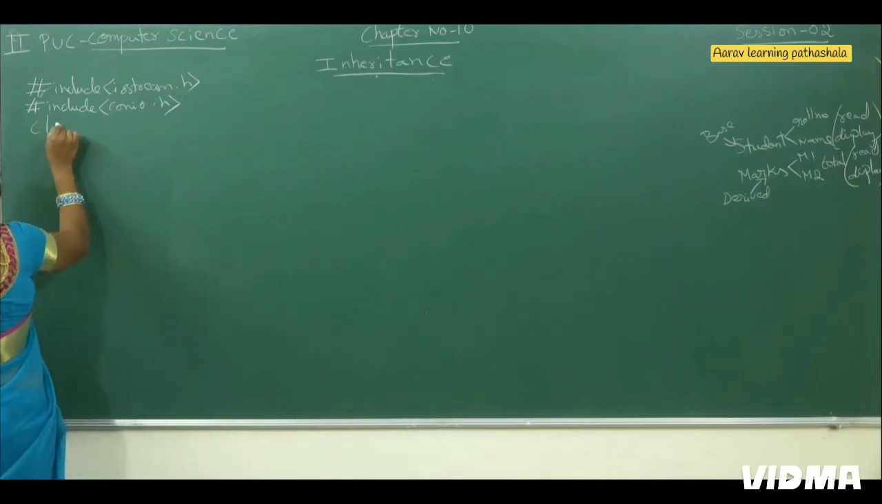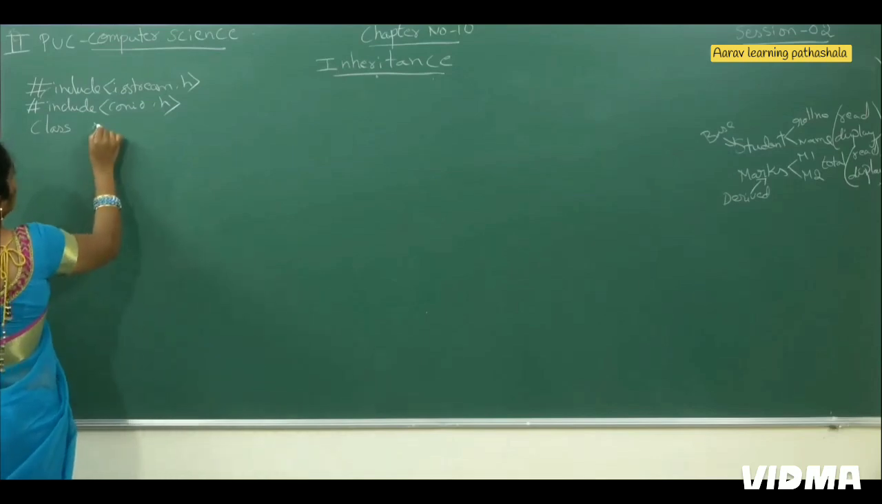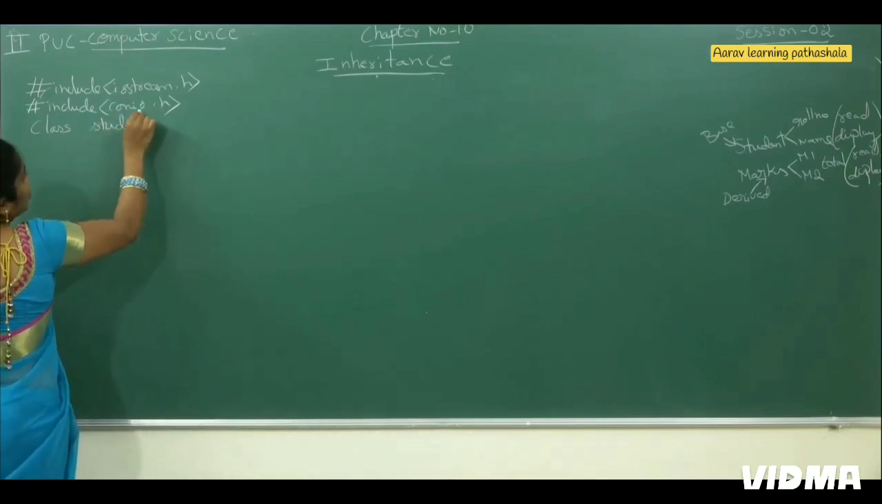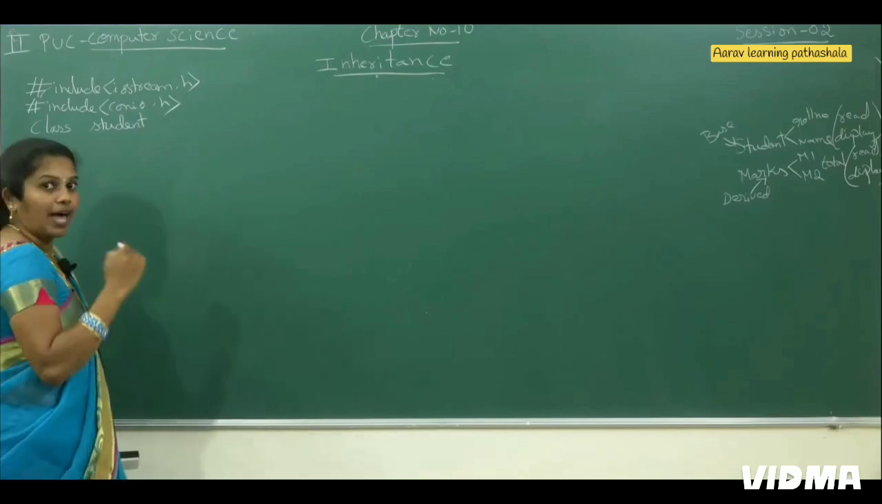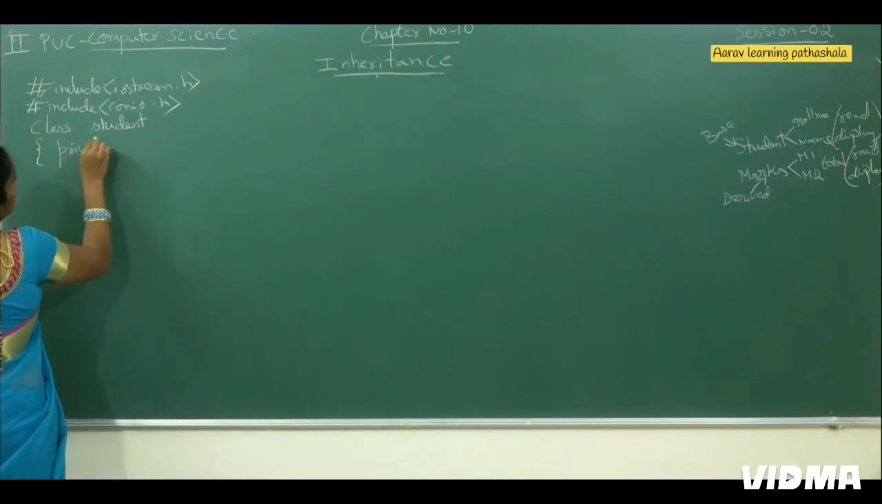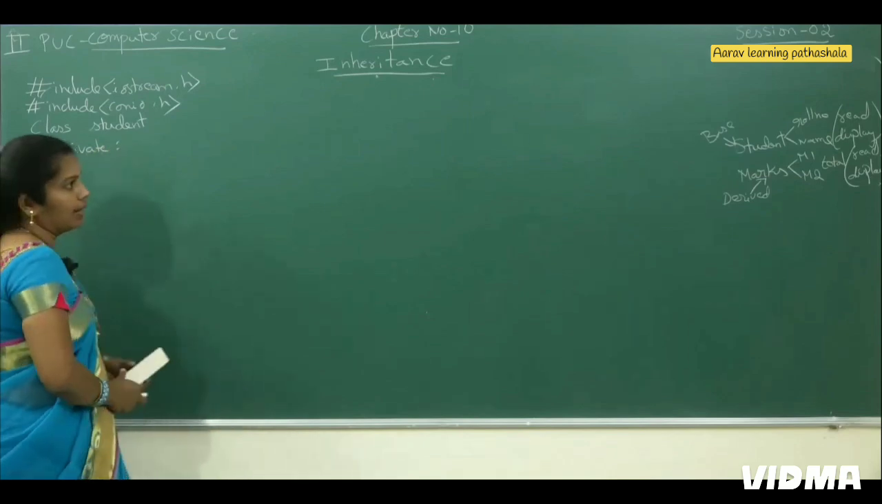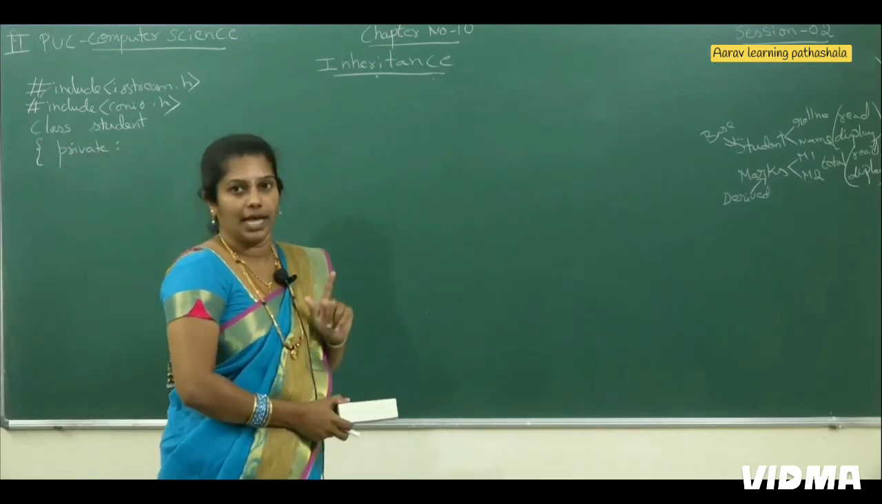First start with the keyword class. The base class name I am going to write as student. Student is the base class. On this, in the private section we have to declare the variables. In the private section we are declaring the variables. Which is the first variable? Roll number, and the second data member is name.